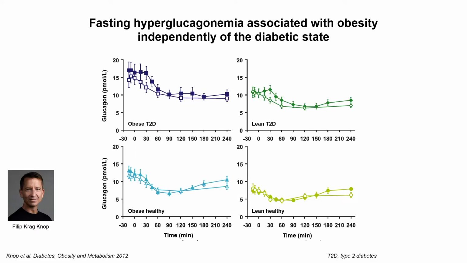This is a study performed by Philip, you saw it yesterday as well. Lean and obese patients with type 2 diabetes in the top, and obese and lean healthy individuals in the bottom. And what was perhaps somewhat surprising is that the common denominator in terms of fasting hyperglucagonemia was obesity rather than the diabetic state. So perhaps this problem with fasting hyperglucagonemia is actually a consequence of obesity rather than something that's a consequence of type 2 diabetes.